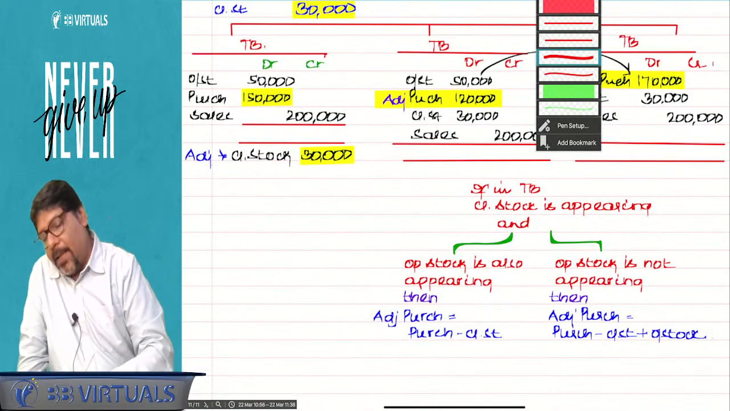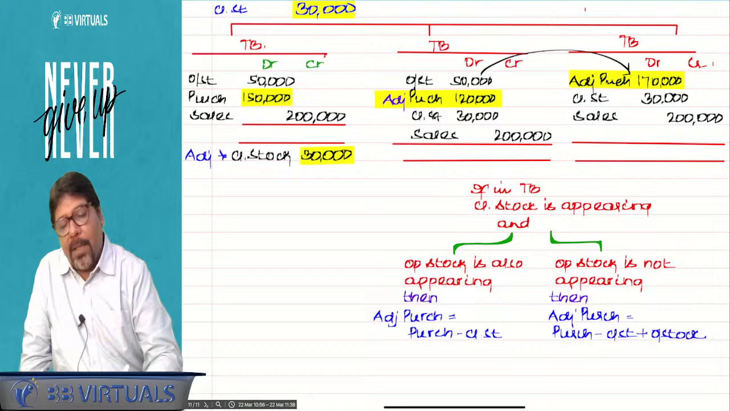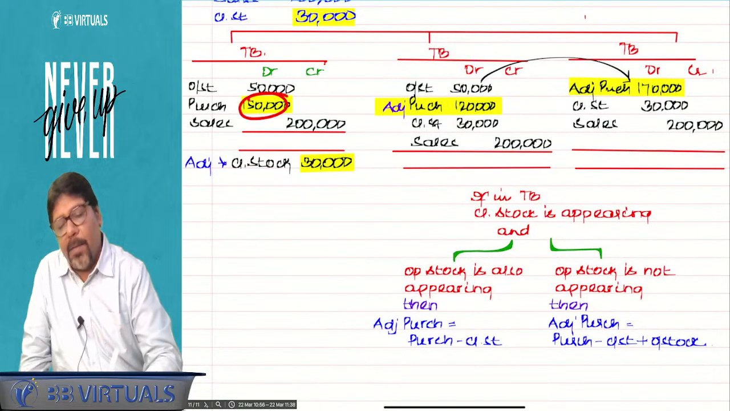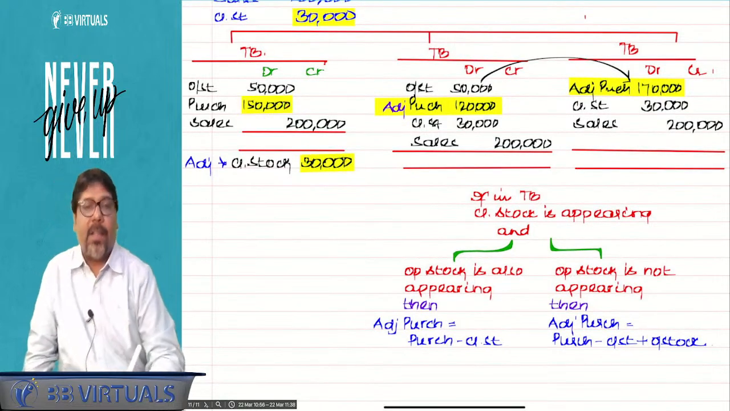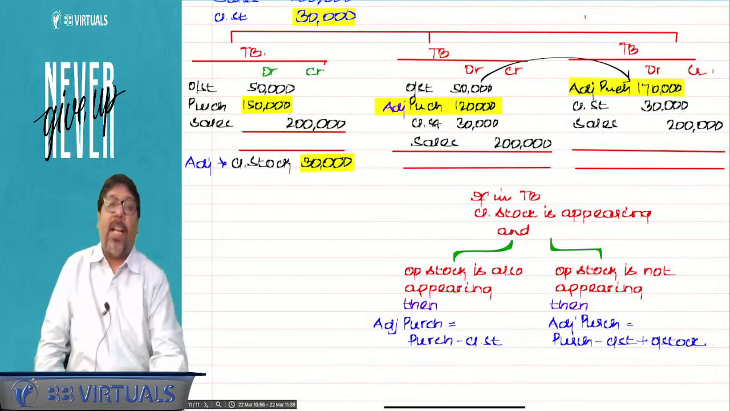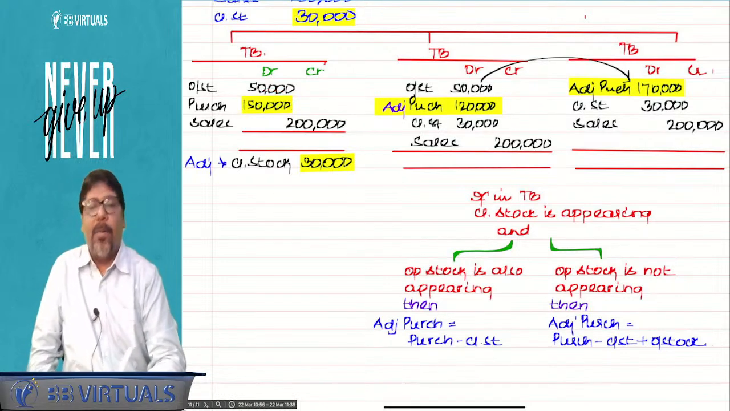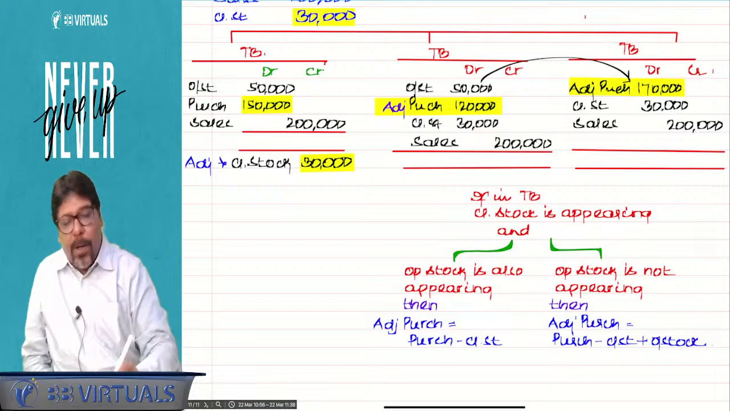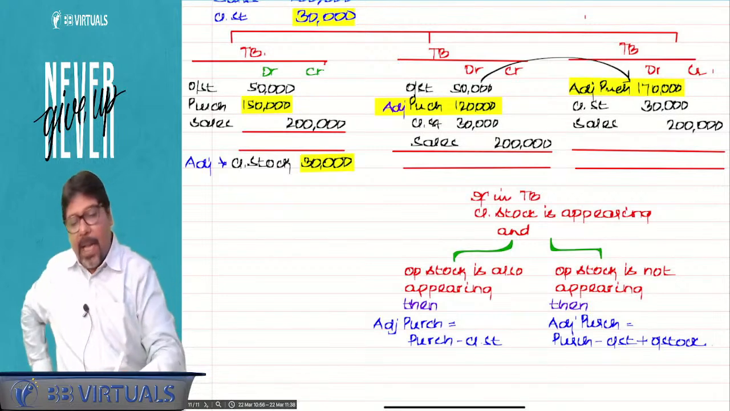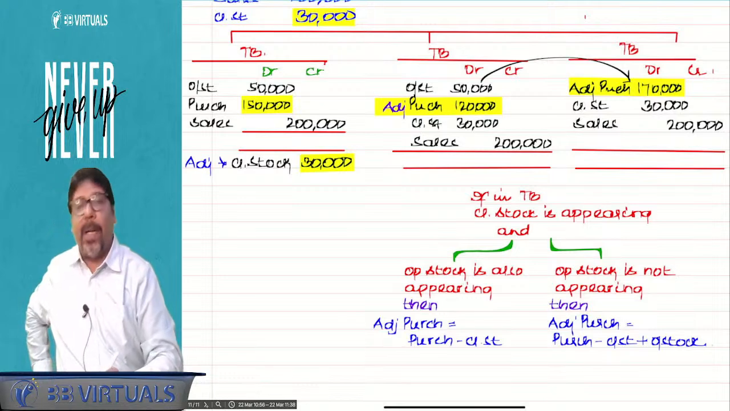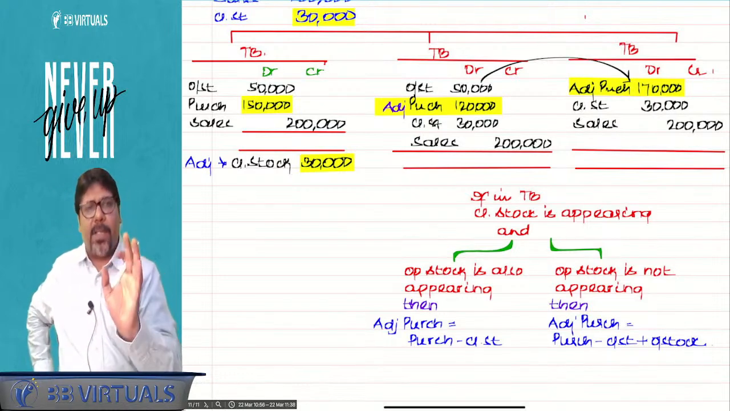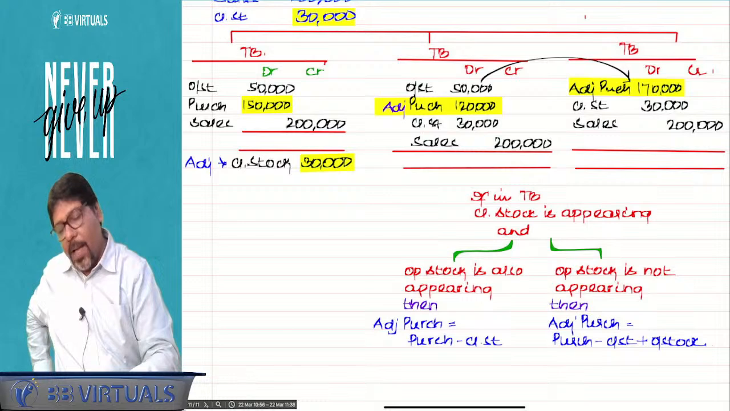Achha. Let's recap. Purchase was how much? Sir, purchase was 1,50,000. Closing stock is how much? 30. Why didn't you write closing stock in trial balance? Sir, because it is already included in purchase. So if I want to include closing stock in trial balance, I have to subtract it from purchase. Yes. I made purchase how much? 120. How did I get 120? Purchase minus closing stock.